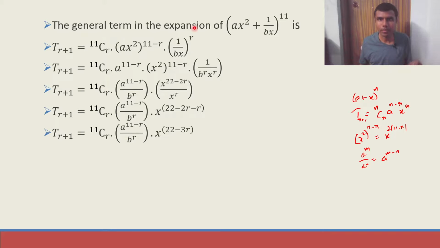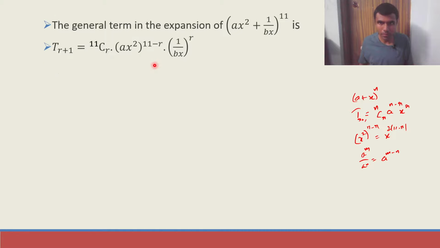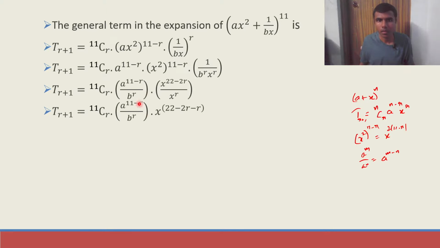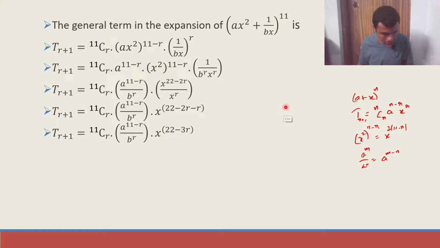Now in this expansion, what they told us, let's go back to the question once. In this expansion, the coefficient of x power 10. Now we have to find out the coefficient of x power 10. How? If you see, in my general term, my x power is 22 minus 3r. We need the coefficient of x power 10.